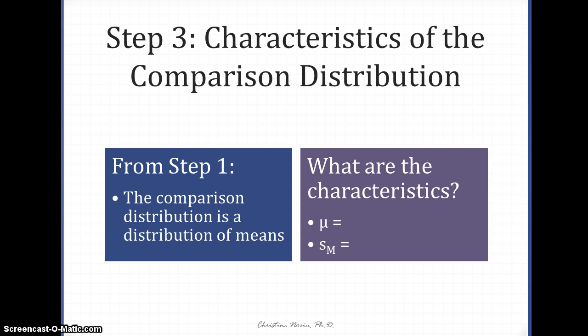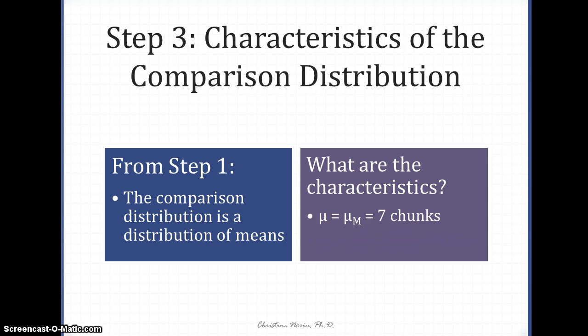In step 3, we're determining the characteristics of the comparison distribution. So from step 1, we know that the comparison distribution is a distribution of means. And now we have to determine those characteristics. So we want to know what is mu, the population mean, and what is the estimated population standard error. So we've already stated, it's a given from the research that we're comparing this to, that the mean of the population is also the mean of the distribution of means, and that is 7 chunks or 7 pieces of information.